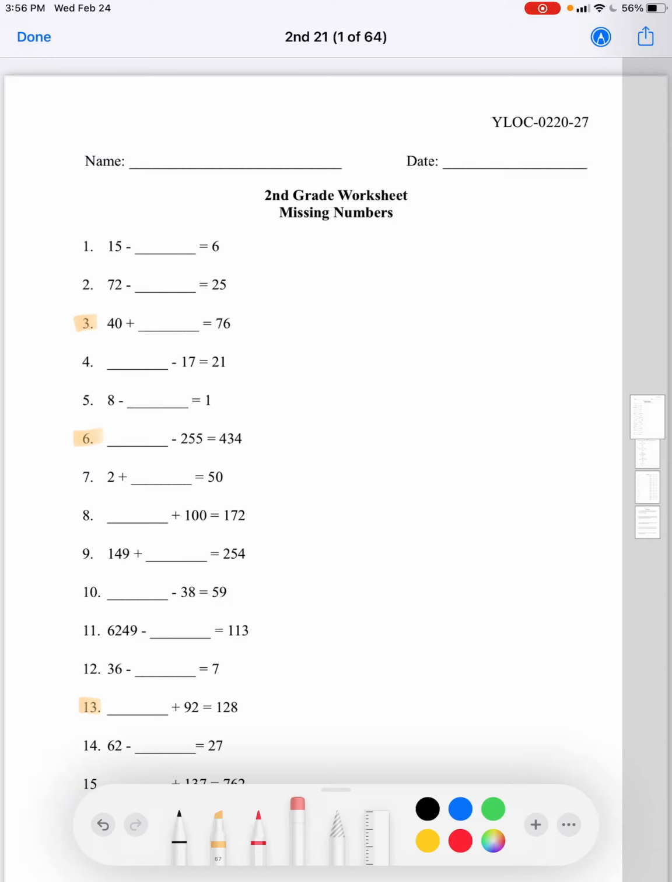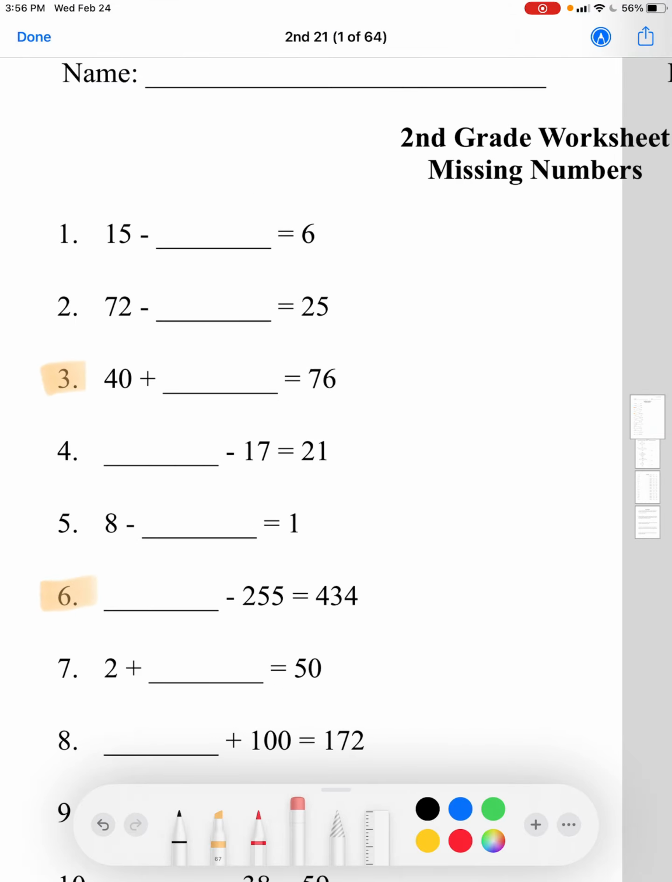Hi guys, today we're going to be starting off with missing numbers for lesson 27 from 2nd grade. So let's start off with our first example, number 3. We have 40 plus blank equals 76. So we're trying to find what we have to add to 40 in order to get to 76.